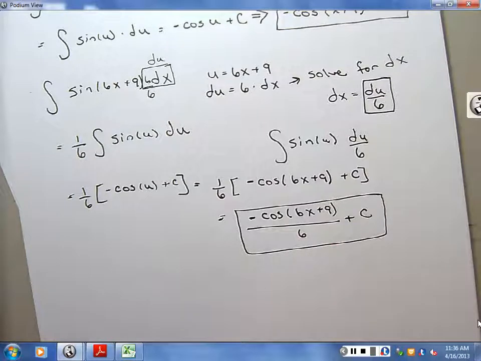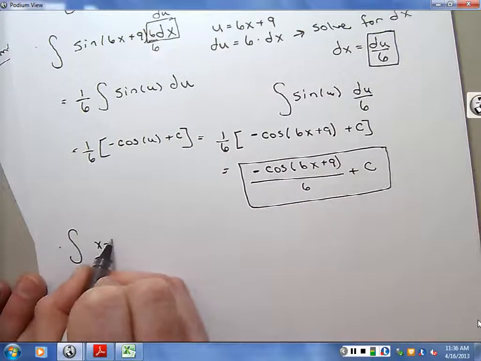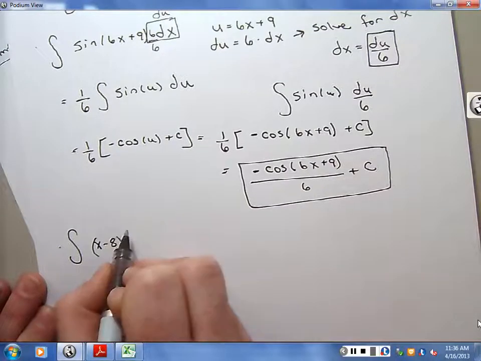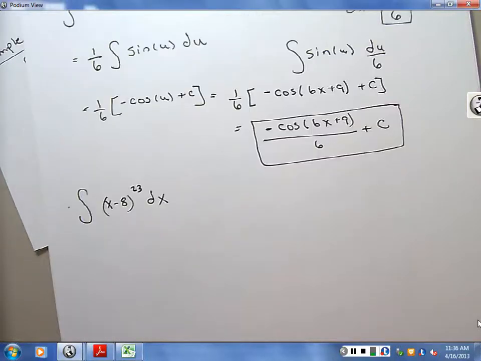So let's do another example. The integral of (x minus 8) to the 23rd dx. Could anyone tell me the answer? What would be the answer?